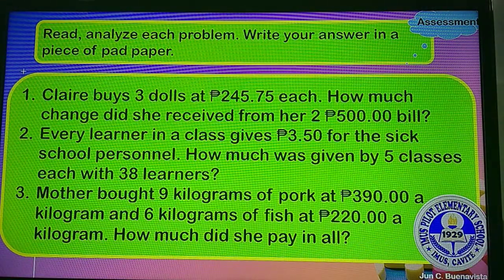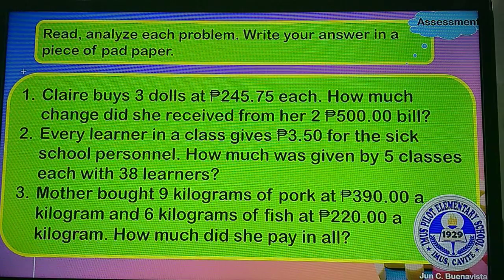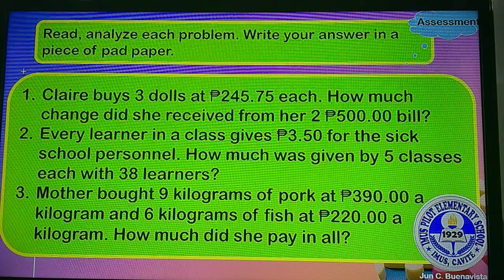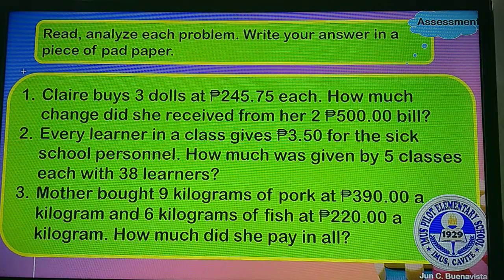Number 1, Claire buys 3 dolls at 245 pesos and 75 centavos each. How much change did she receive from her 500 peso bill? Okay, that is a non-routine problem. You have 2 operations to be used. So you have to know what operations you are going to use. So you have the word each and you have the word change.